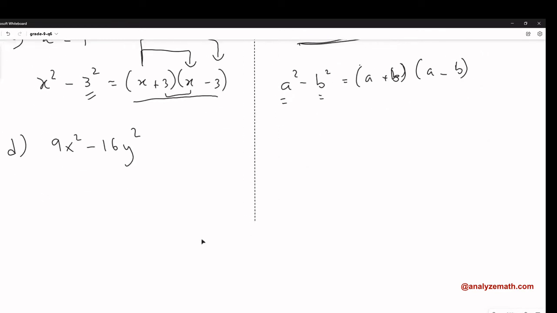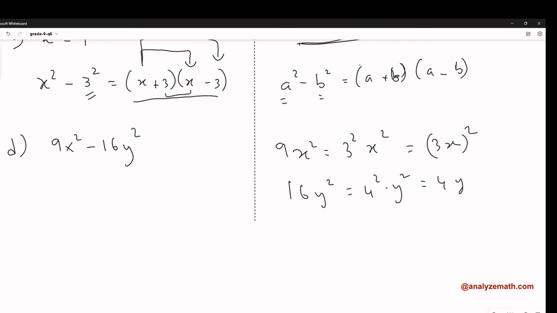Now we continue with part D, and in part D we have 9x2 minus 16y2. So let's see if we can write this as the difference of two squares. 9x2 is equal to, 9 is 3 to the power 2 times x2, and this can be written as 3x to the power 2. So this is a square. Now how about 16y2? 16 is 4 to the power 2, times y2, and again this can be written as a square. So I go back to my expression and I substitute 9x2 by the square, 3x to the power 2.